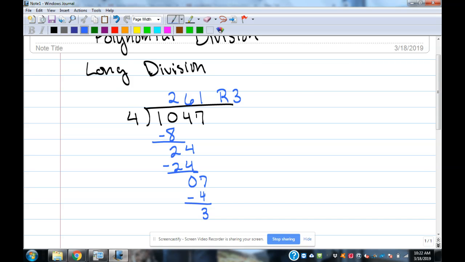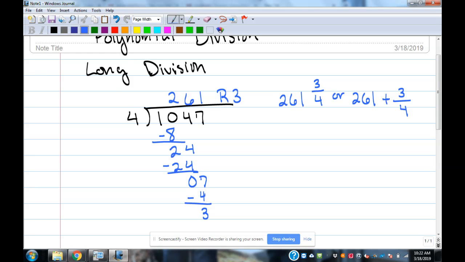But we're going to write them today kind of more in a mixed number format. That this is the same thing, right? That 4 into 1047 goes 261 times with 3 out of 4 left. In math, I don't think we explain this well in younger grades, that a mixed number is really shorthand for an addition problem. That's what a mixed number is. It's shorthand for an addition problem.